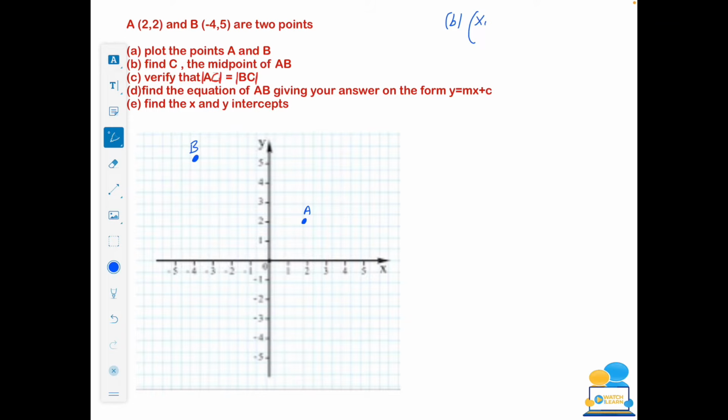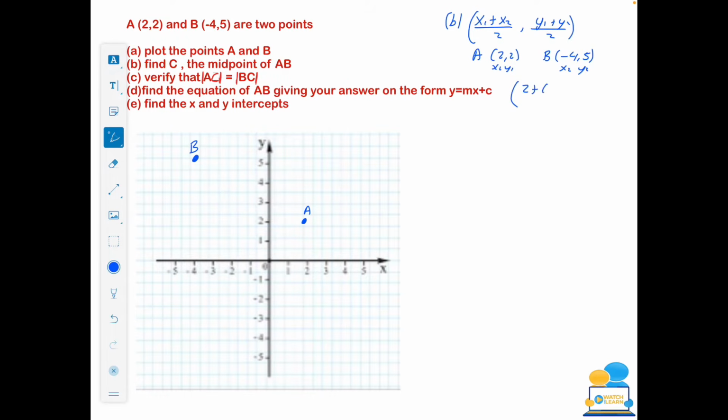Okay, any question like this, first thing I'm going to do, open up my formula book and write down my formula. So my formula for midpoint is (x1 plus x2) divided by 2 and (y1 plus y2) divided by 2. Write down my points. My point A is (2, 2), x1, y1, and my point B is (-4, 5), x2, y2. And I'm going to sub this into my formula.